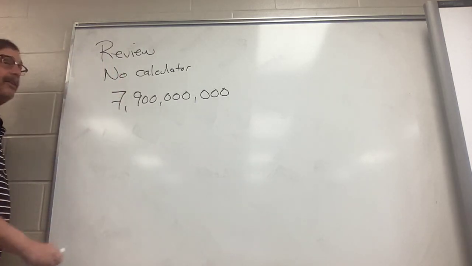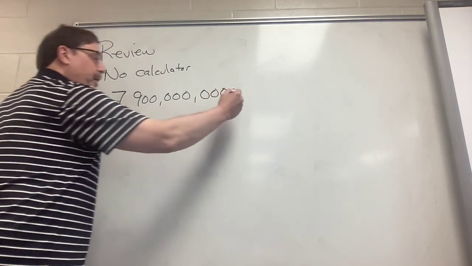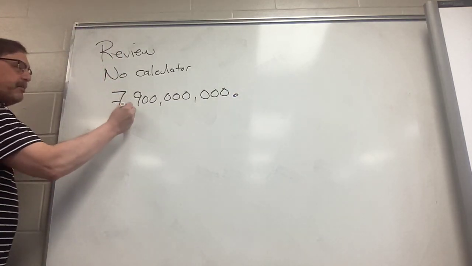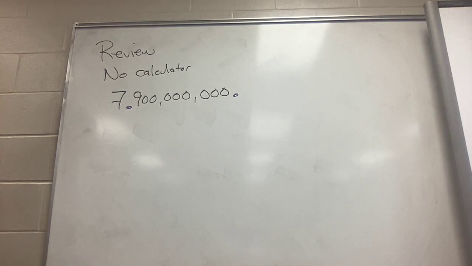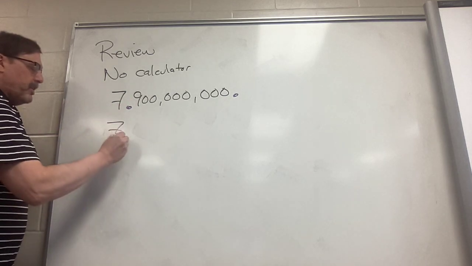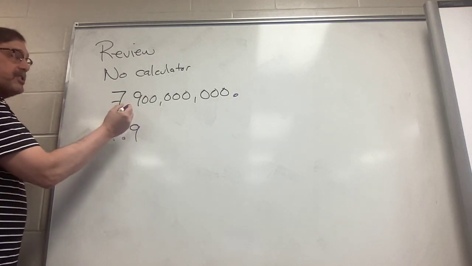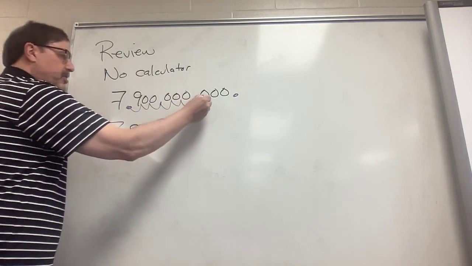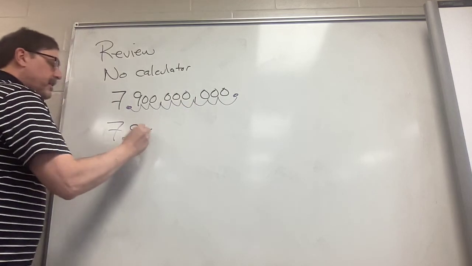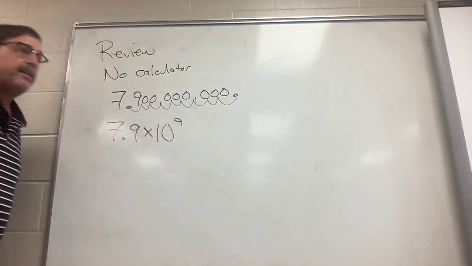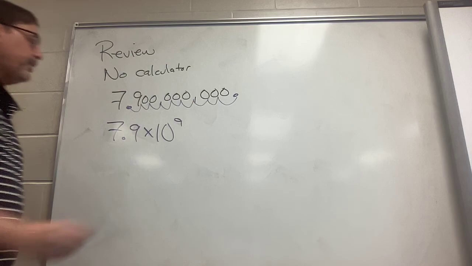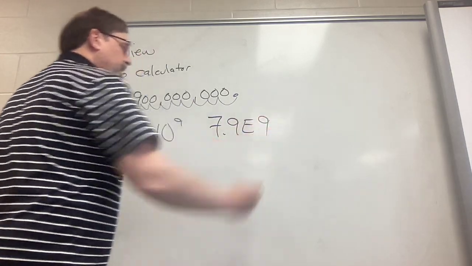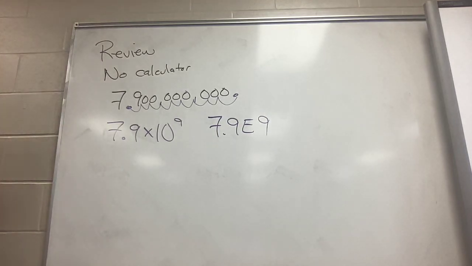What we do is we put the decimal where it currently is, and we put it somewhere to make the number between 1 and 10. 7.9 is between 1 and 10. And then we count spaces. 1, 2, 3, 4, 5, 6, 7, 8, 9. It's times 10 to the 9th. If you were writing this down on paper, you could write 7.9 E9 if you want to. That's the way the calculator would make it look.